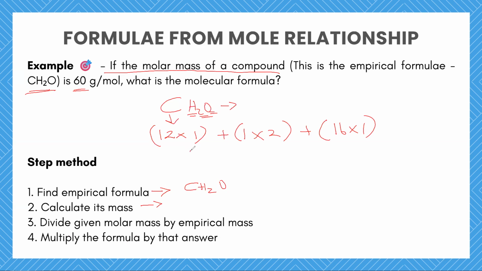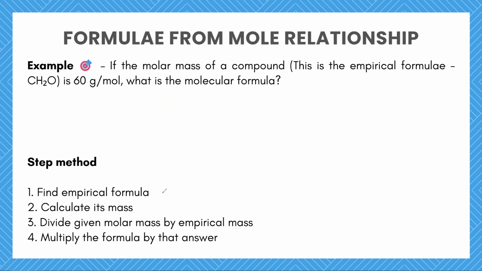So altogether, we have 12 plus 2 plus 16. That gives us 14 plus 16, and we end up having 30 grams per mole. This is the empirical formula mass. So let's write that down. The empirical formula is CH2O. The formula mass is 30.